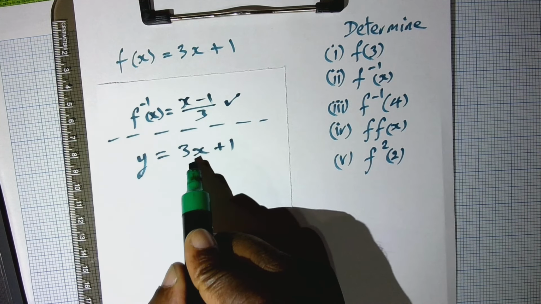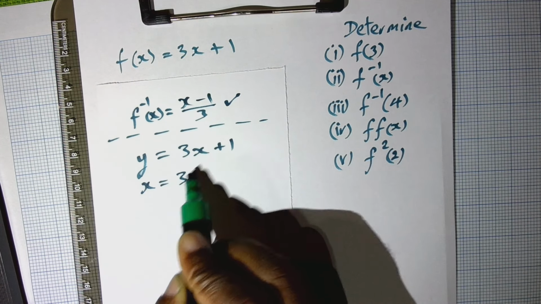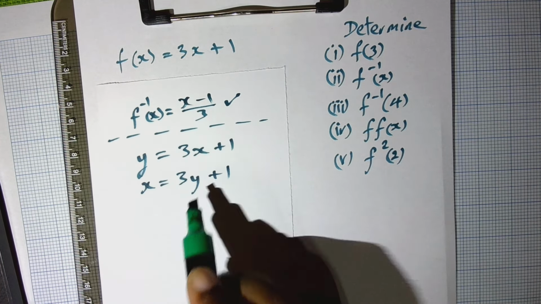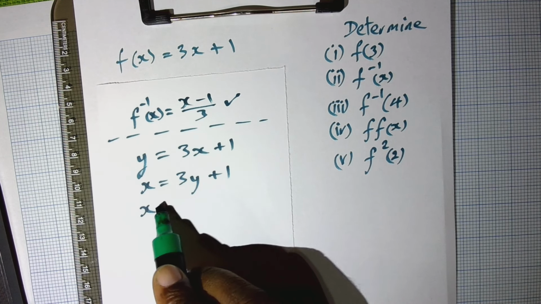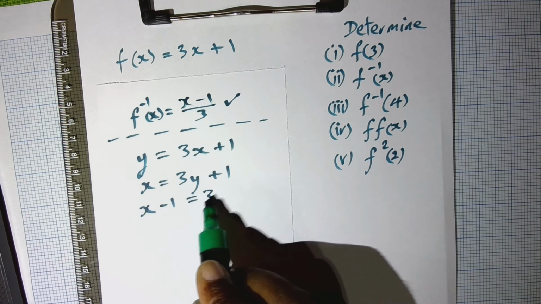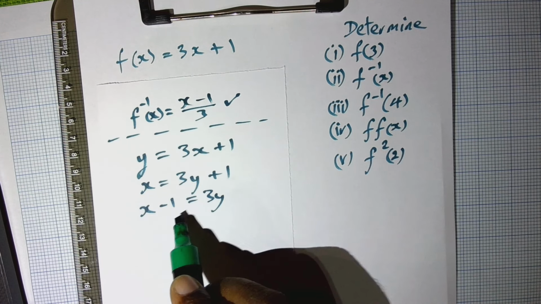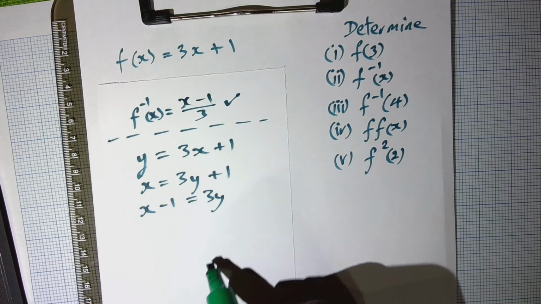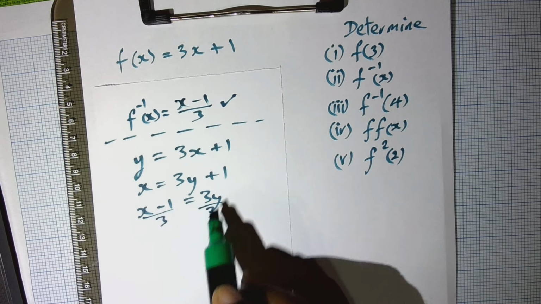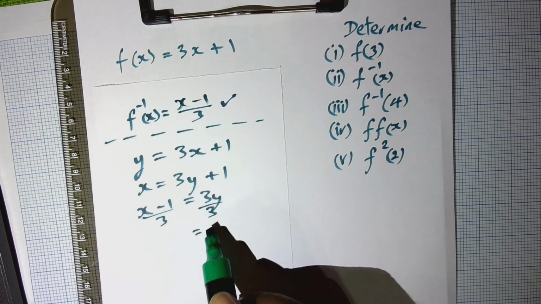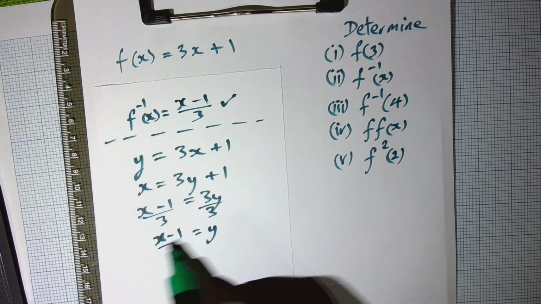The next step is to interchange y and x. So where we have y, we put x, and where we have x, we put y. Then we're going to make this y the subject. Transposing 1 over, we have x minus 1 equals 3y. We transpose this plus 1 to the left hand side, giving us minus 1. And now we want to get the y isolated, so we have to divide by 3 since we're multiplying by 3. Divided both sides by 3, we'll end up with what? 3 into 3 goes once, and so we have y. And y is equal to x minus 1 over 3.